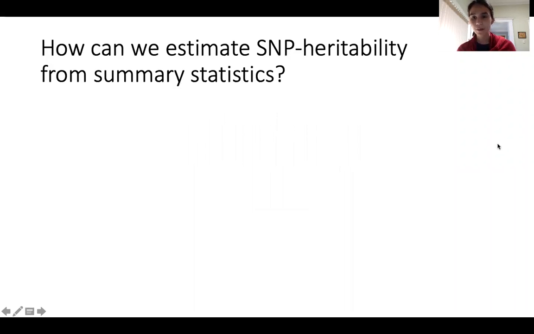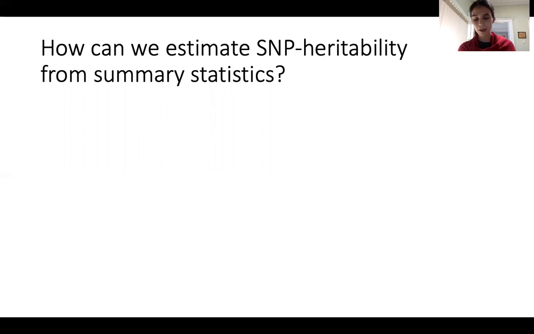I'm going to start right where Loic left off, so I'm going to assume that you're familiar already with SNP heritability and its estimation when you have access to individual genotype data. And for this portion, I'm going to talk about how we can estimate SNP heritability using summary statistics. Initially, you might think that this is not too complicated because when you do a GWAS, you get estimated effect sizes. So maybe you can convert those and aggregate those somehow into an estimate of heritability.